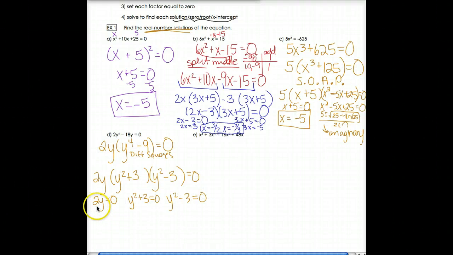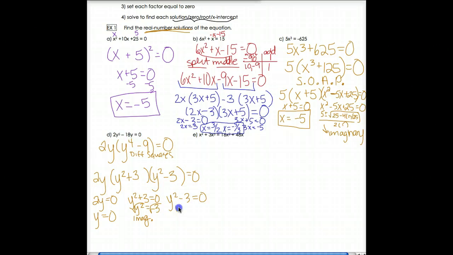So now solve each of them. Here I just divide by 2 and y is 0. Here I would subtract 3 and then take the square root. But again, here I'm taking the square root of a negative. So note that those are imaginary, so I don't need to list those, at least not in this section.